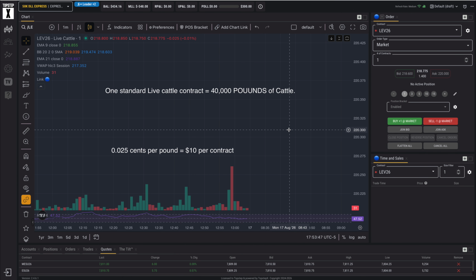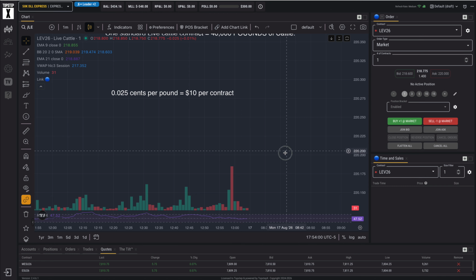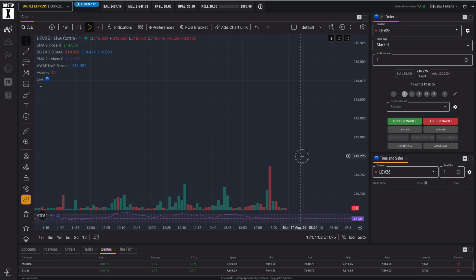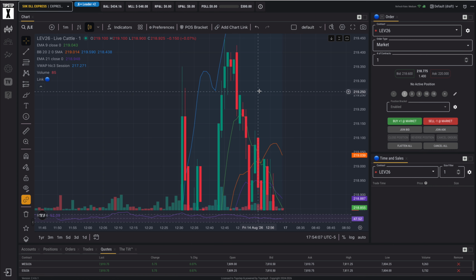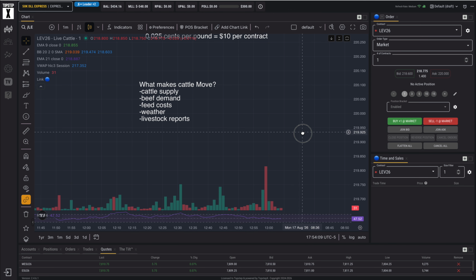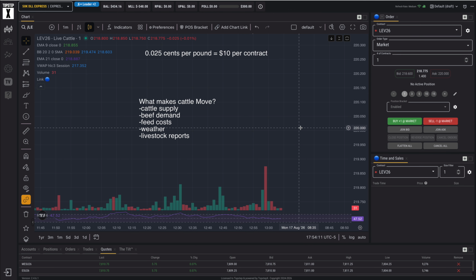Okay, so what makes a cattle contract move? When we look at NQ, I look at the candles, support, resistance, trends, buyers and sellers, and it's the same on this chart. The chart is exactly the same. You can mark the supports, you can mark the resistance, you see the candles, you see the wicks and everything. But what drives the market? What makes cattle move? Well, it's simple. Cattle moves based on cattle supply, beef demand, feed costs, weather, and livestock reports.